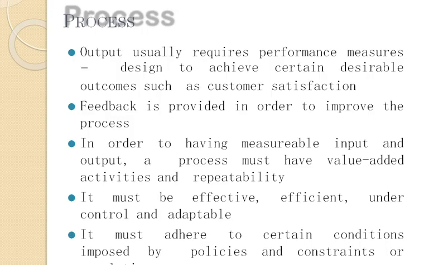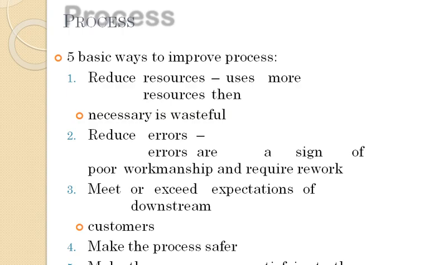So what is a process? Process output usually requires a performance measure designed to achieve a certain desirable outcome such as customer satisfaction. Feedback is provided in order to improve the process. So measurable input and output is added in the process so that activities and repeatability are expected. It must be effective, efficient, under control, and adaptable. There must be strict adherence to certain conditions imposed by policy and constraints or regulations.